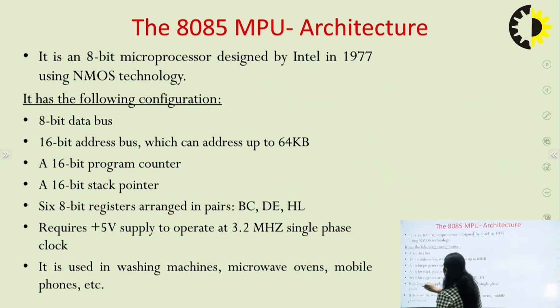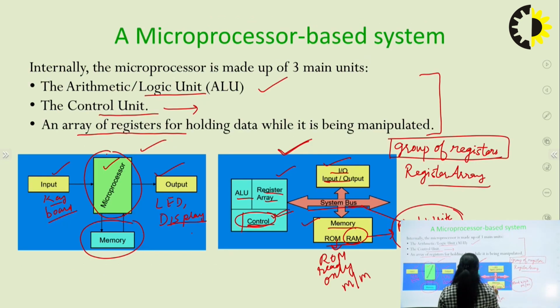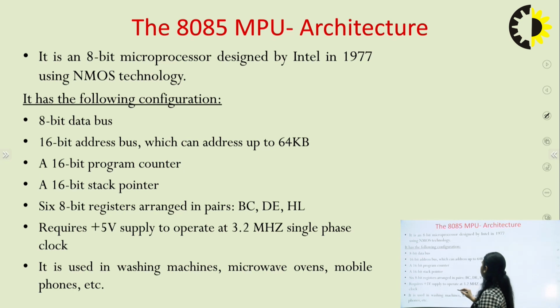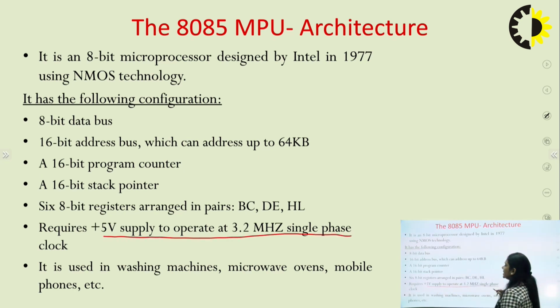Next, it requires plus 5 volt supply to operate at 3.2 megahertz single phase clock. This is the clock frequency and the power supply which the microprocessor requires for working.